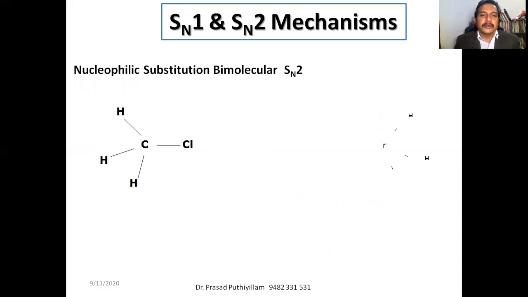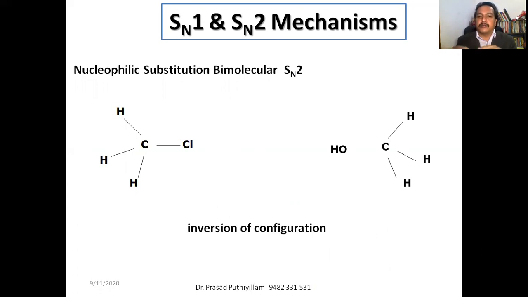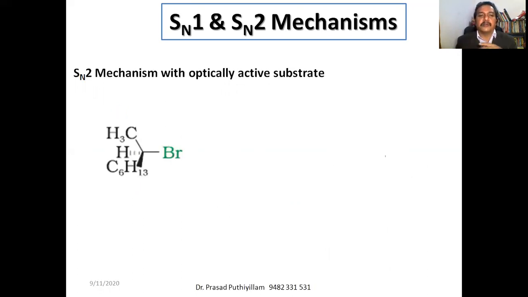So in the SN2 reaction, you can say that the substrate configuration and the product configuration are given here. That is inversion of configuration. Inversion of configuration takes place. So if it is an optically active substrate, by the SN2 reaction mechanism, when we say optically active substrate, that means the tetrahedral carbon has four different atoms or groups of atoms attached to it.